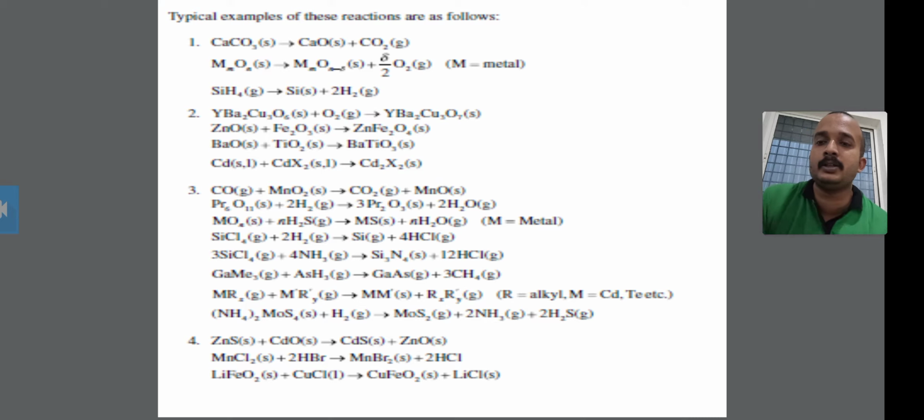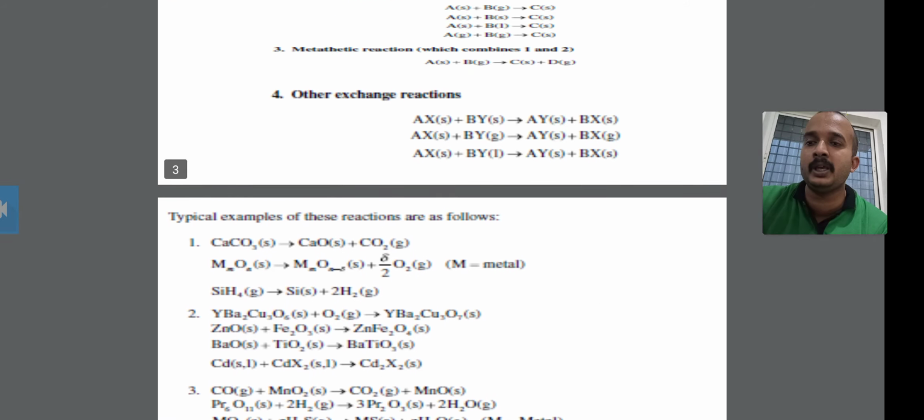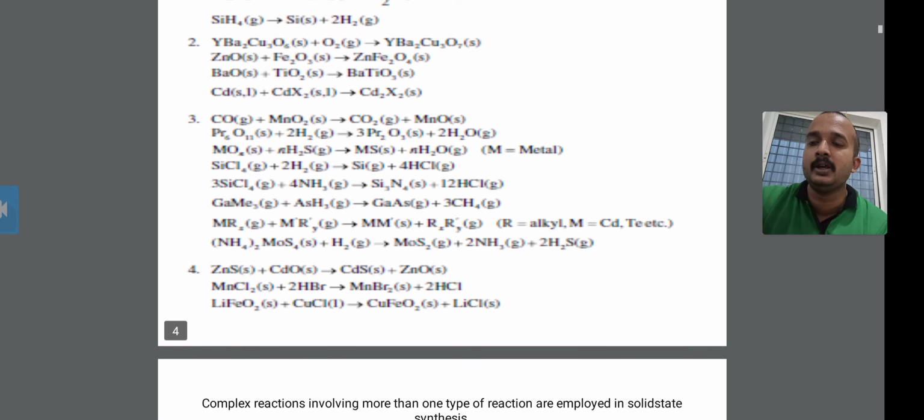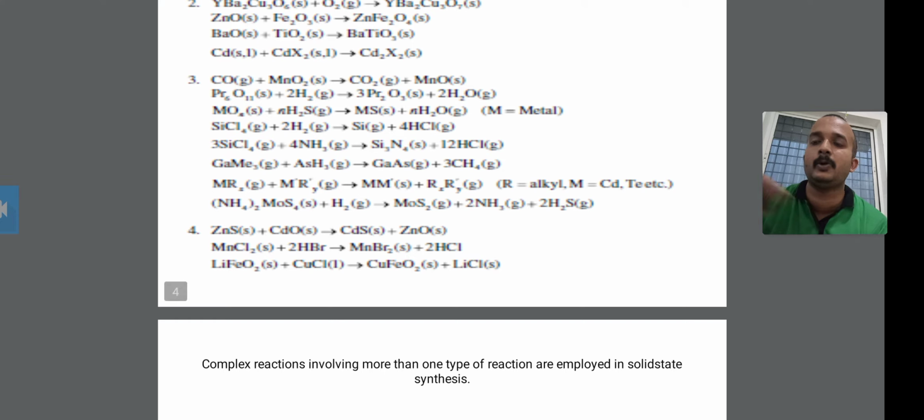Secondly, YBa2Cu2O6 solid plus O2 gas gives YBa2Cu3O7 solid. And then zinc oxide solid plus Fe2O3 solid forms ZnFe2O4 solid. This is an example of the addition reaction. This second typical example is an addition reaction.